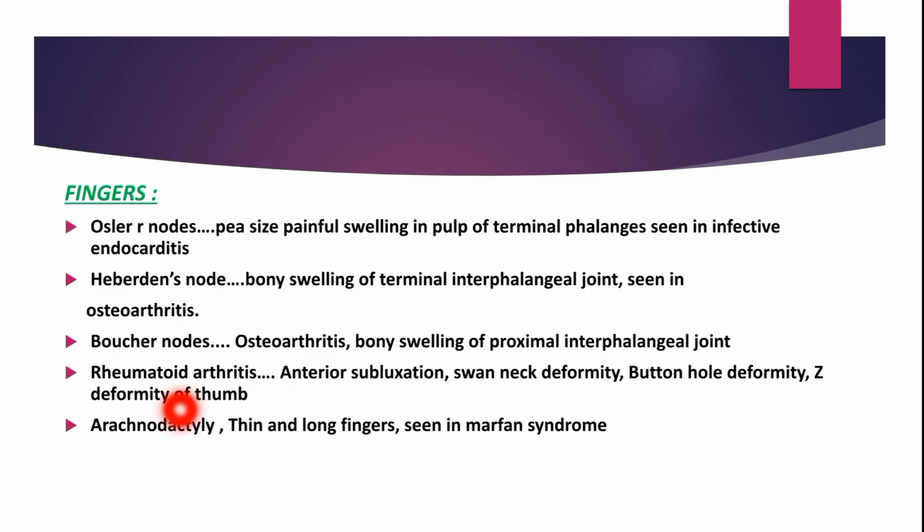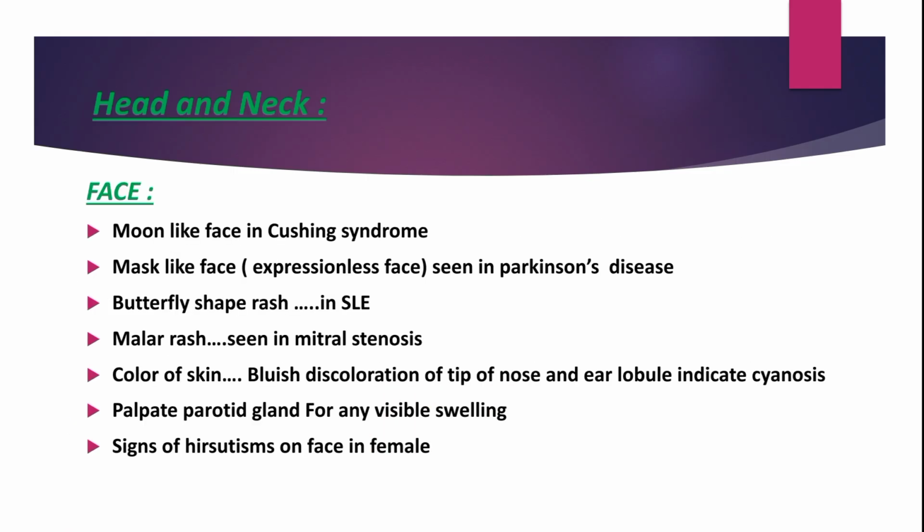And also look for the arachnodactyly, which are the thin and long fingers seen in Marfan syndrome, which is a connective tissue disorder. Next one is the examination of head and neck. The first one is the changes in the face. So in the face, look for the moon-like face, which is seen in Cushing syndrome.